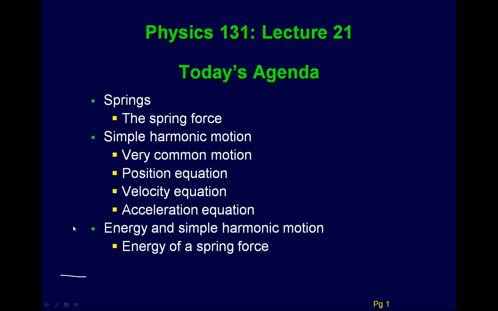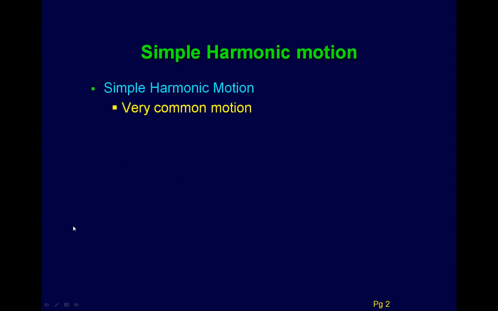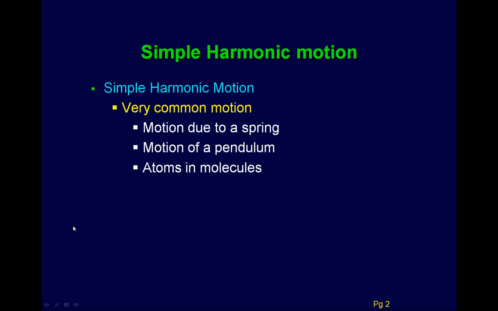So today we're going to talk about Chapter 14, Oscillations and Simple Harmonic Motion. Simple harmonic motion is a very common motion. We'll see a bunch of examples in the next couple of days. Basically, it's back and forth style motion, usually due to a spring or some kind of restoring force. A block going up and down on a spring, a pendulum rocking back and forth, even atoms in molecules when they vibrate are going back and forth.